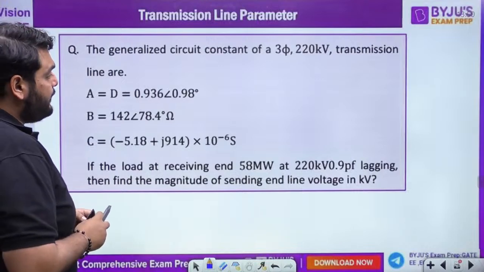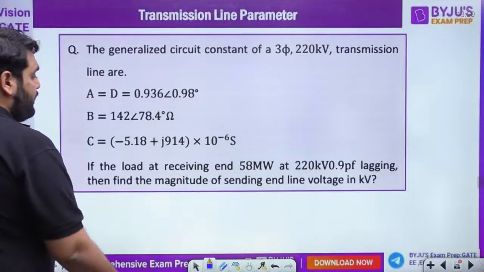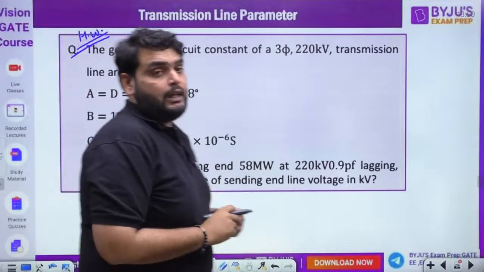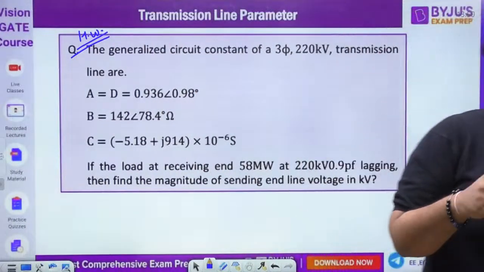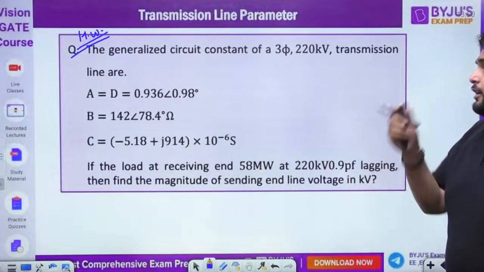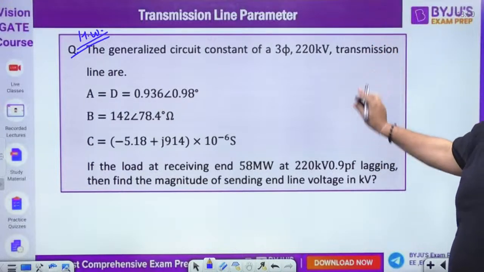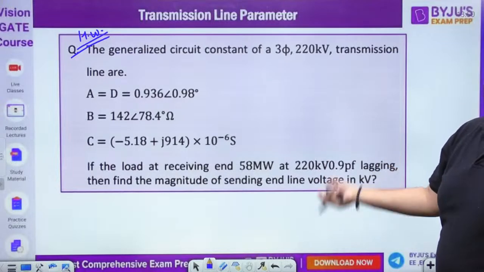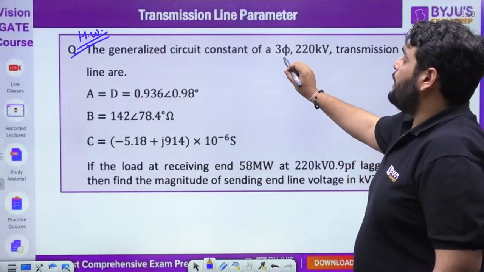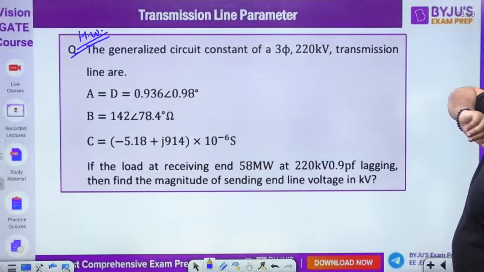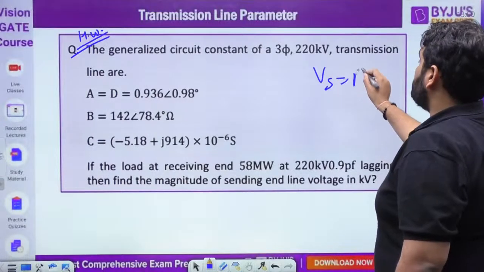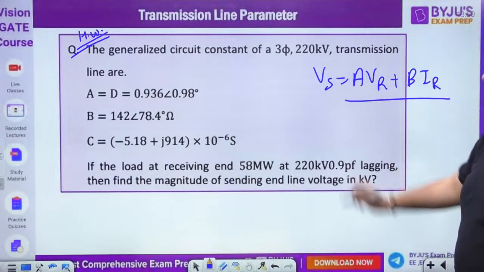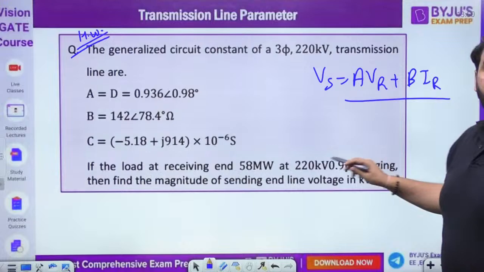Okay. So before ending the session, I will give you one question as homework. This is your homework question, and I expect each one of you to give the answer in the comment section. I will give a heart to the answer which is correct. It is a simple question, not very difficult. ABCD parameters are given, you have to find the sending end voltage. It is a transmission line. You can use this formula, VS is equal to AVR plus BIR. But use this formula carefully, and we have given every value here.